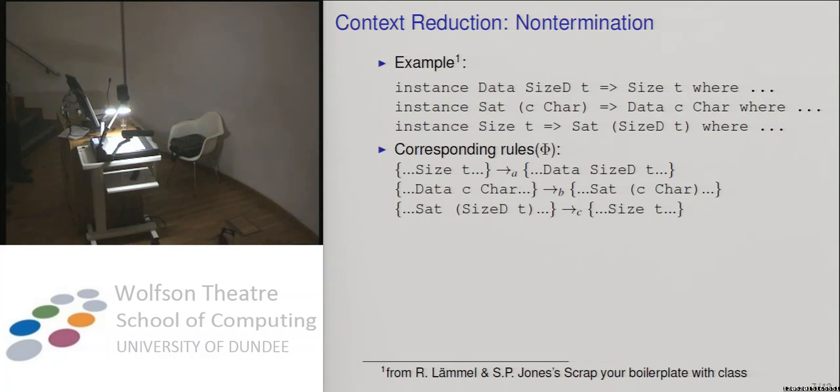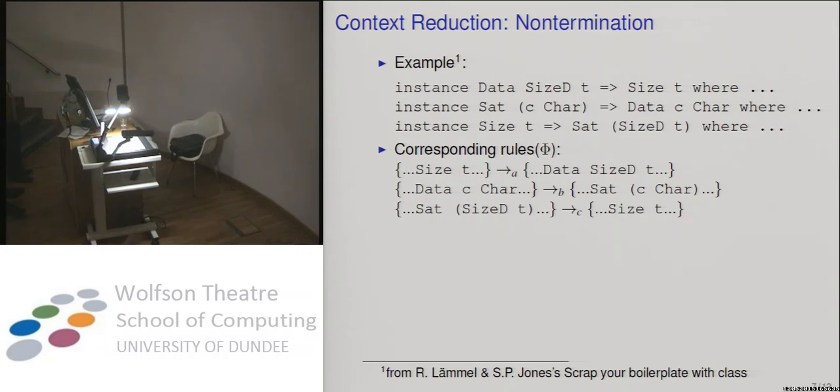So in that example, they have three type classes: Size, Data and Sat are type classes. Size D is a concrete type, Char is a concrete type, and all those are type variables. So they have these three instance declarations. And we can treat those declarations as some sort of rewrite rule on a set of predicates that allow you to do the corresponding reduction.